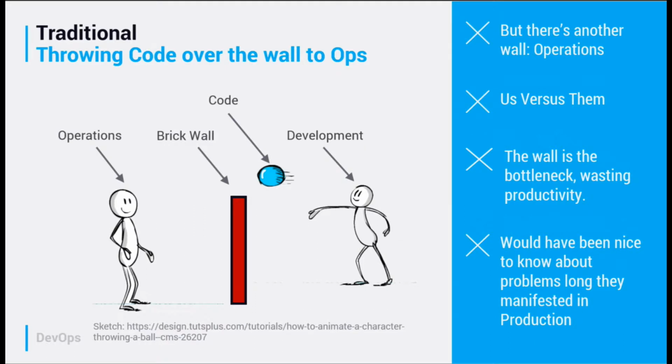But in recent years, the industry began to take notice of another wall. We removed one wall between development and QA, but we're still throwing code over a different wall. This is the wall that separates development from operations. This is why many consider DevOps to be a continuation of Agile principles beyond the traditional definition of software development.